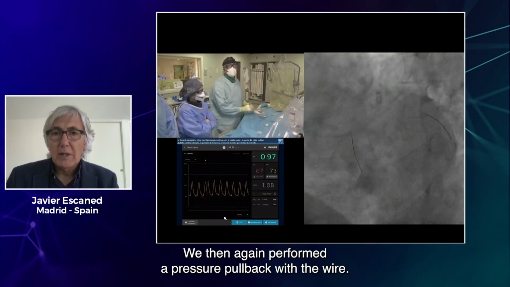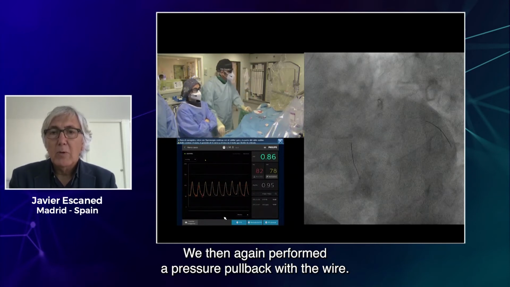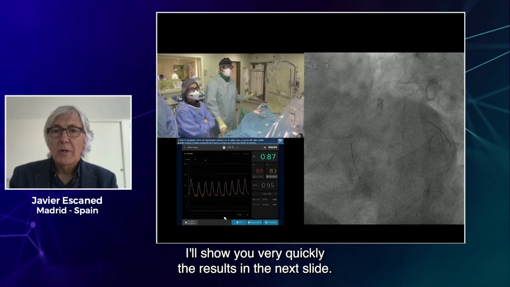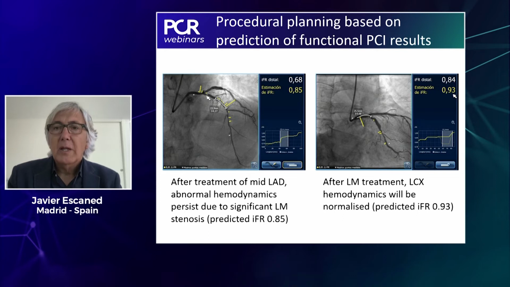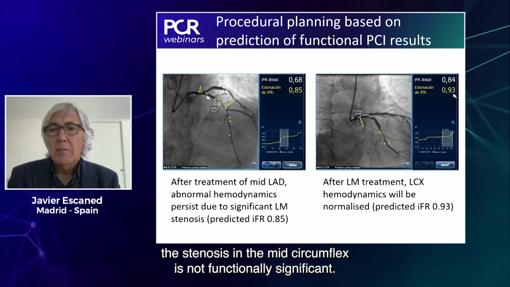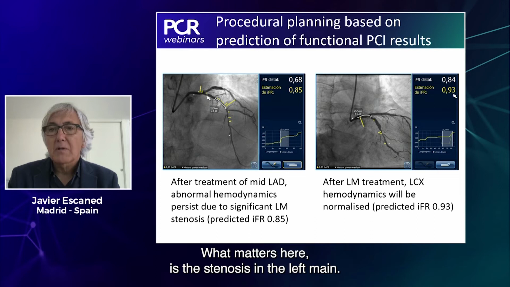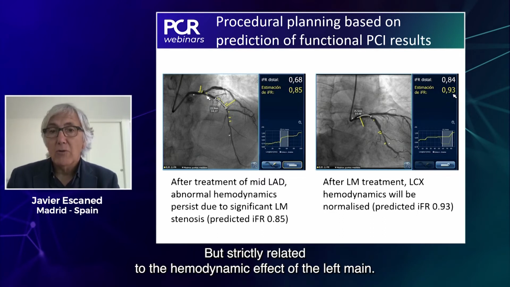After that, what we do is, again, we perform a pressure pullback with the wire. And I'm going to show you very quickly the result in the next slide. You can see on the right that, at the difference with the LAD, the stenosis in the mid-circumflex is not functionally significant. What matters here is the stenosis at the left main, which, as you can see, causes an iFR of 0.84 downstream of the left main, but strictly related to the hemodynamic effect of the left main.